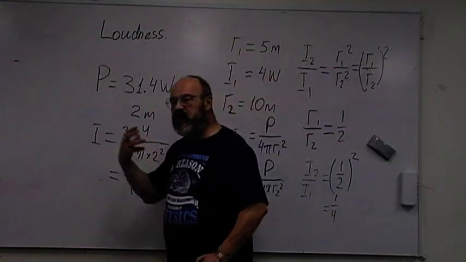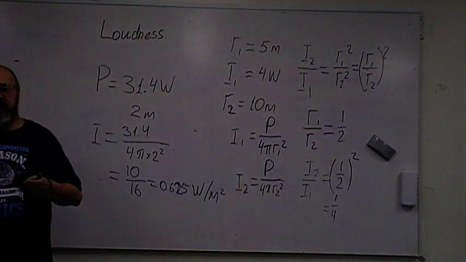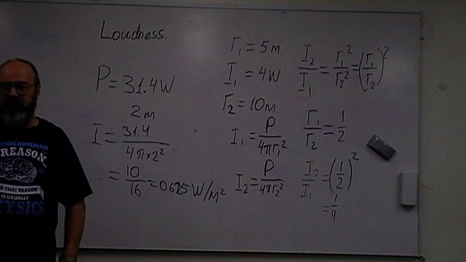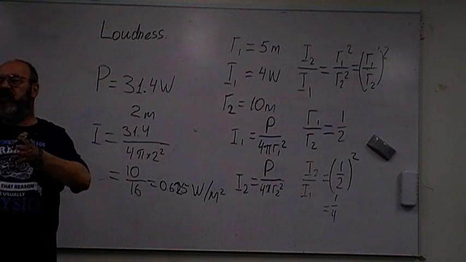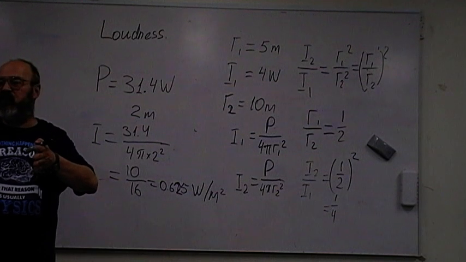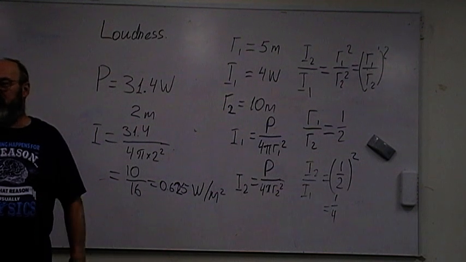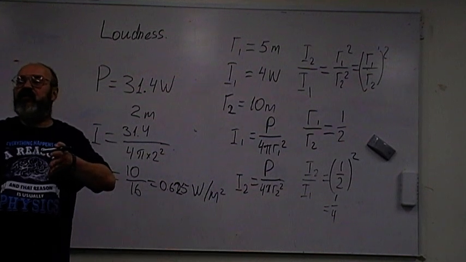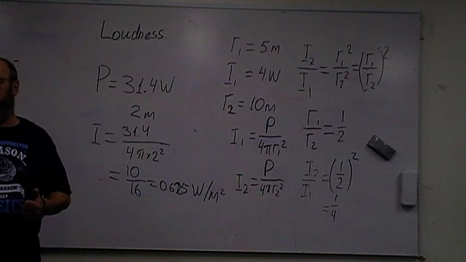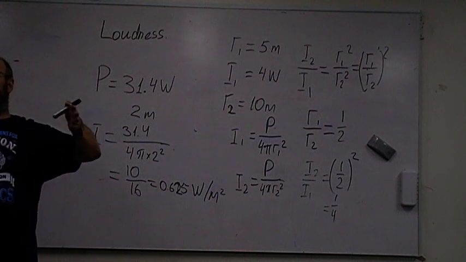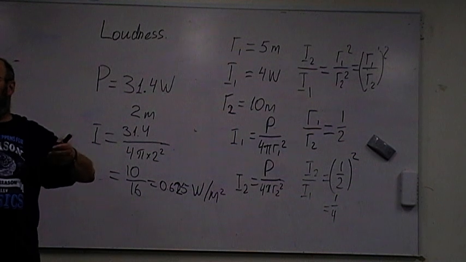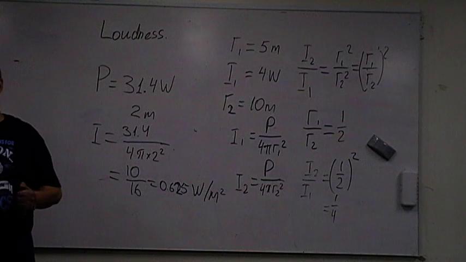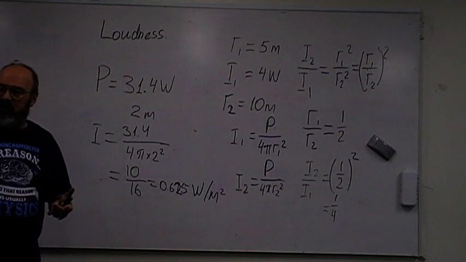So if we increase distance twice, intensity becomes less 4 times. If we increase distance 3 times, how many times does intensity become less? 9 times. So if we increase distance a certain number of times, intensity decreases by the square of this number. If we increase distance 10 times, how many times will intensity be less? 100 times, 10 squared. Make sense?